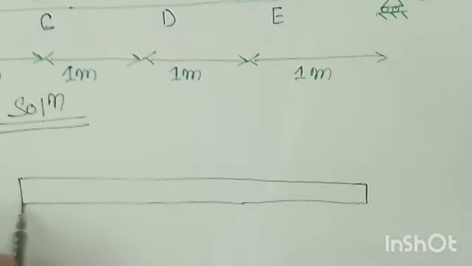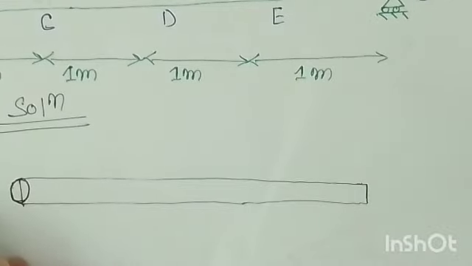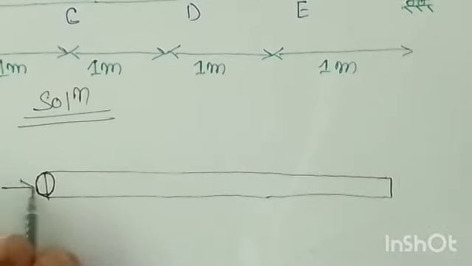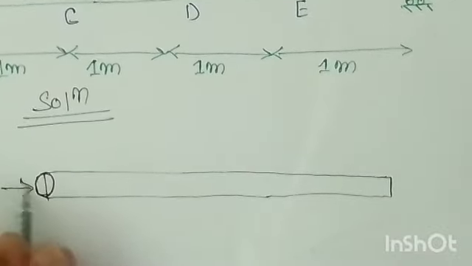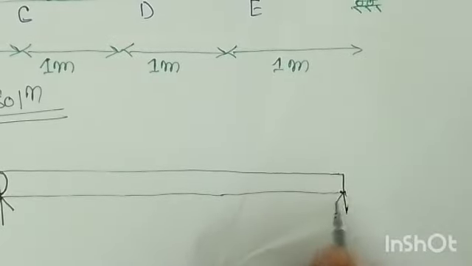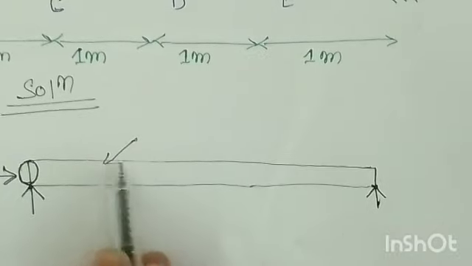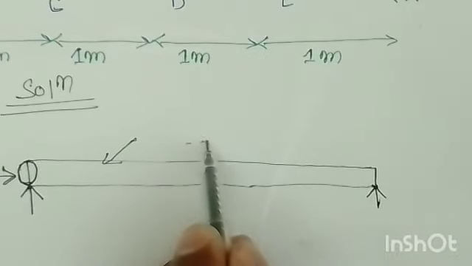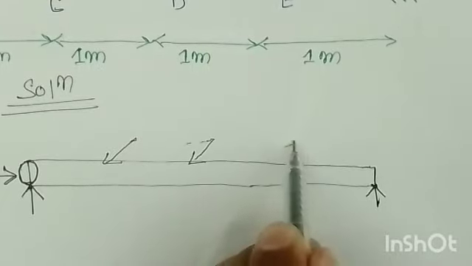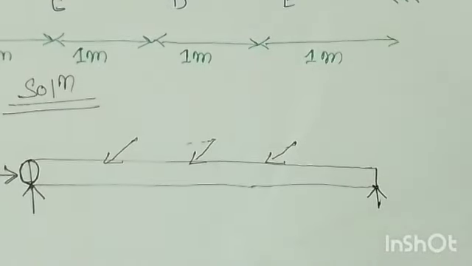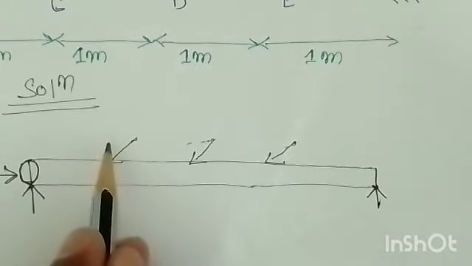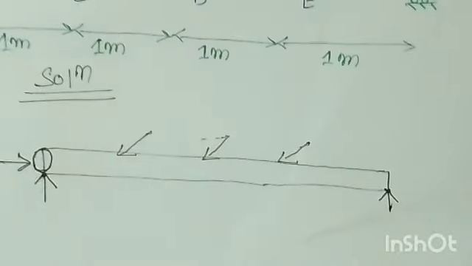At this point the beam is hinged. Because of this hinge, the horizontal reaction will act here, and then we have a vertical reaction at A as well as at B. Then three forces are acting at a distance of 1 meter each. This is 100, this is 200 and this is 300. For the 100 force, you have to find its horizontal and vertical components.